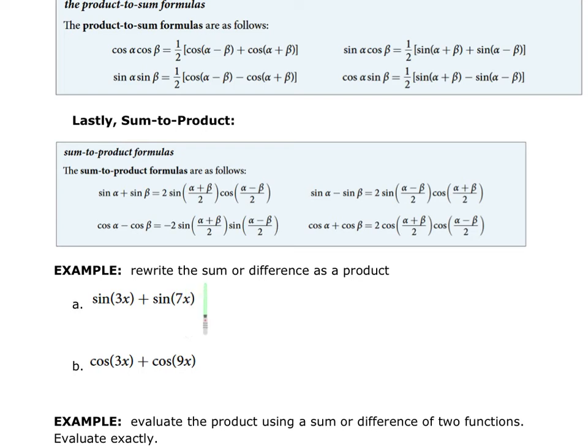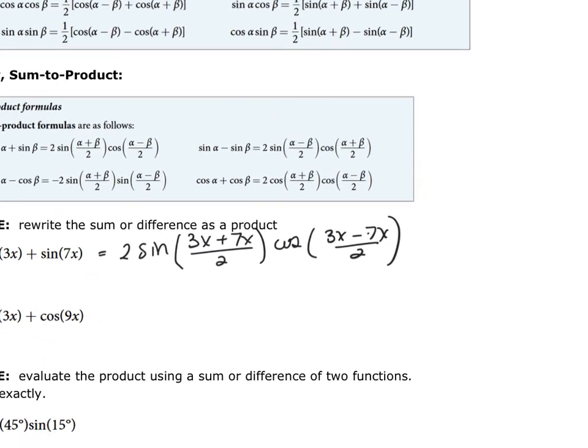So if I'm asked to just write these as a sum or differences of the product, I look to see what I have. I have a sine and a sine, and I'm adding them, so it's this first one right here. So the way I would rewrite this is 2 times the sine of, I'm going to add these angles, so 3x and 7x divided by 2. And then I have the cosine of 3x minus 7x divided by 2.